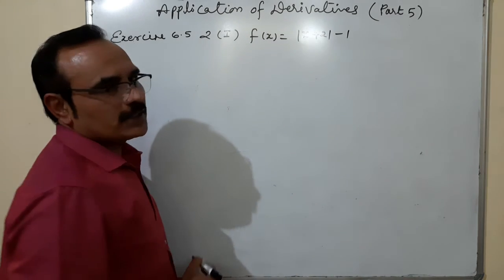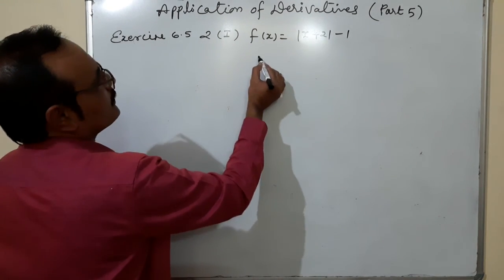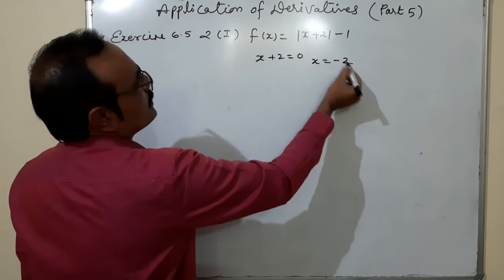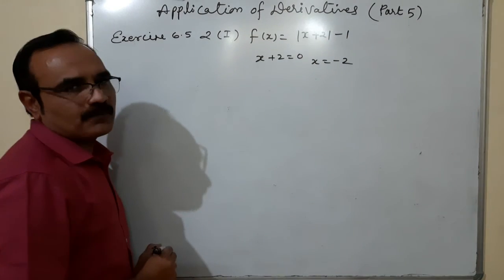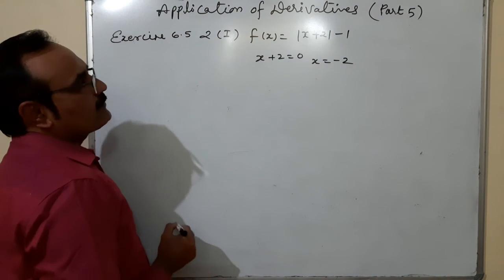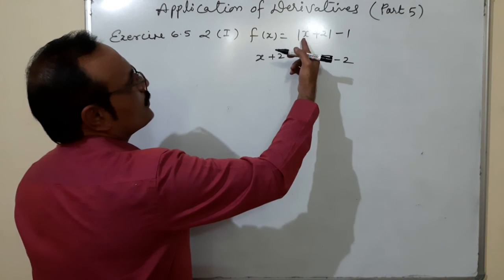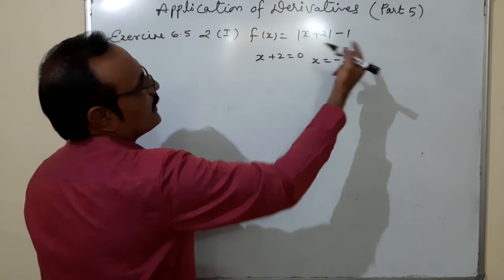Mod x plus 2, what does it mean? It is always positive. So x plus 2 is equal to 0, x is equal to minus 2. So at x is equal to minus 2, the minimum value is 0 minus 1. And after that, anything you can put here. Suppose you put 4, 4 plus 2 is 6, 6 minus 1 is 5.